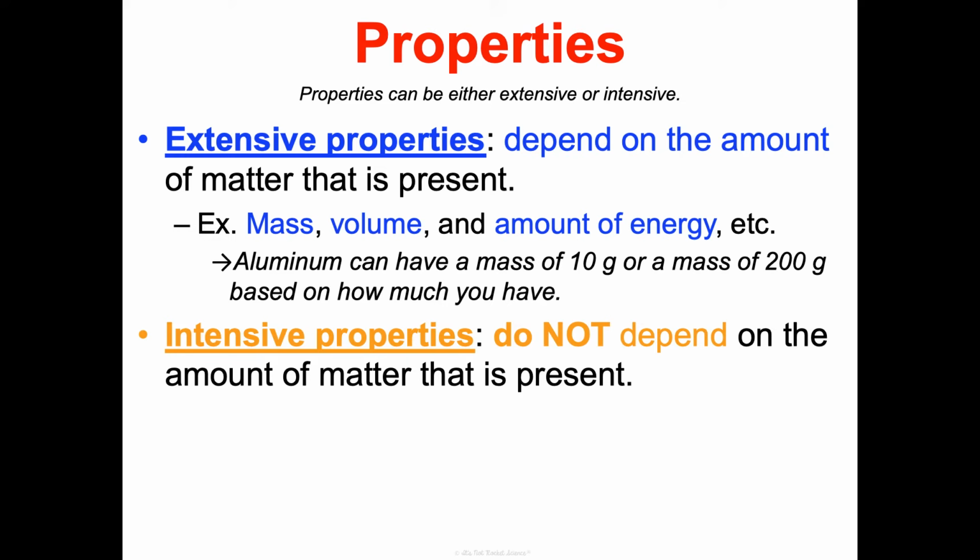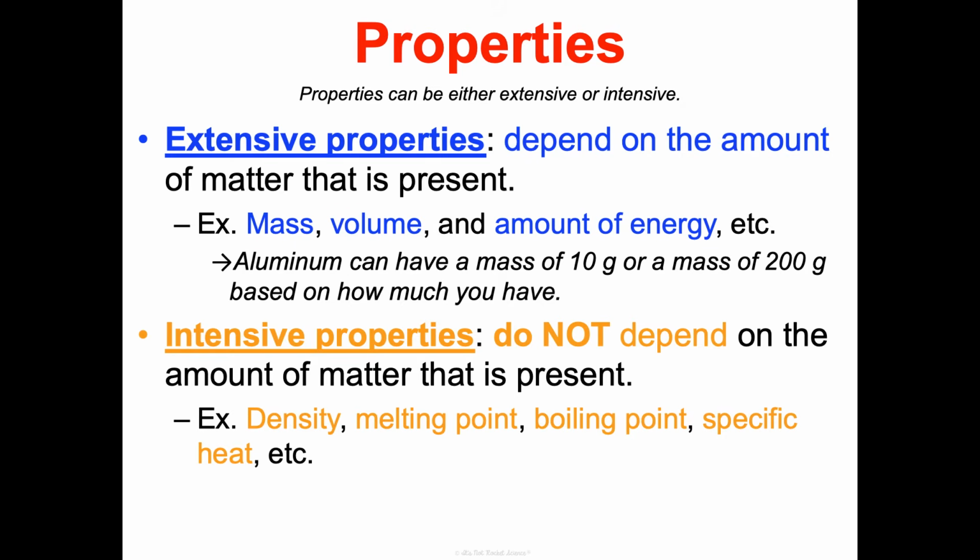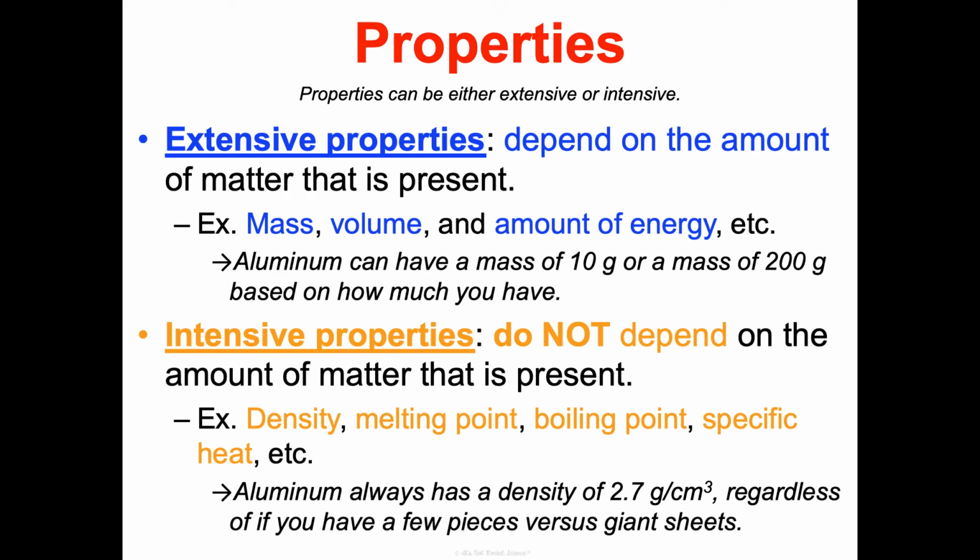Okay, intensive properties are different. They do not depend on the amount of matter that is present. So density is going to be the same for aluminum, whether you have 10 grams or 200. The melting point's the same. The boiling point's the same. The specific heat is the same. Okay, so again, for example, aluminum always has a density of 2.7 grams per centimeter cubed, regardless of if you have a few pieces versus giant sheets of it.